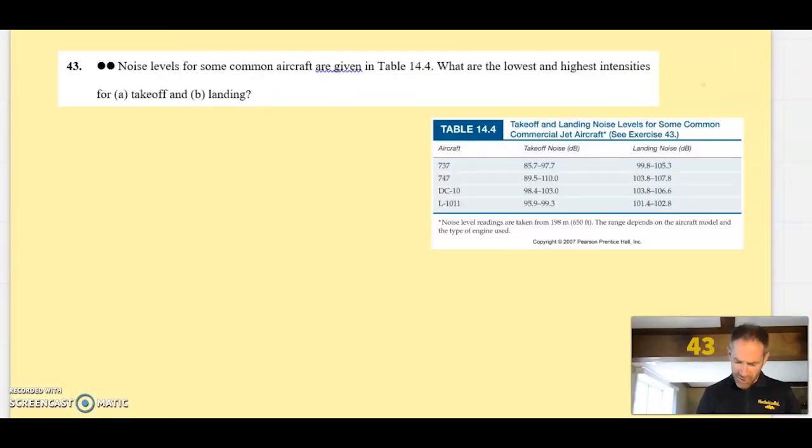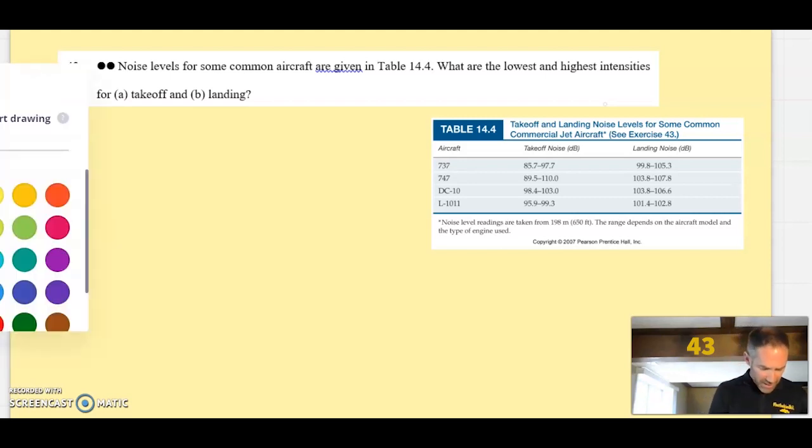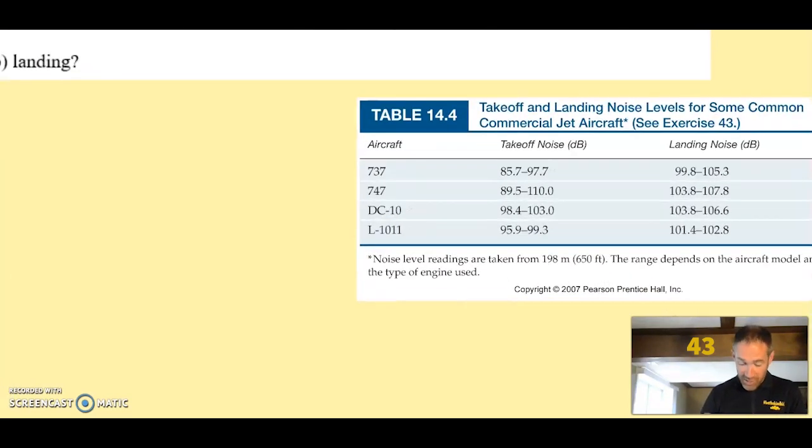Number 43, they gave this chart of different aircrafts, and they asked what are the highest and lowest intensities for takeoff and landing for these aircrafts. So really this is a practice round, 4 practice rounds of converting from decibels to intensities. A lot of us would be tempted to just pick out the numbers, and we certainly do have to pick out the numbers. I'm looking at this takeoff column, and I see that this is my lowest intensity level for takeoff, and here's my highest intensity for takeoff. And then for landing, I see that my lowest is this 99.8, and my highest is this 107.8. You could just go ahead and plug those numbers in if you really wanted to do that.